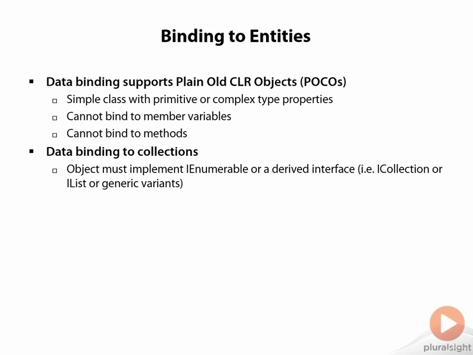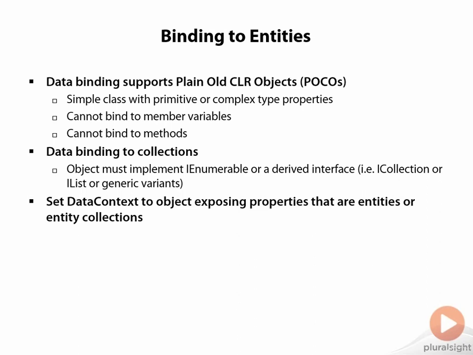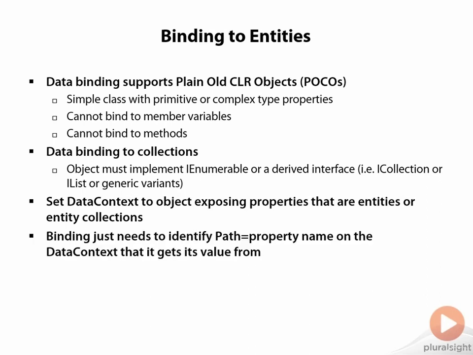So when it comes to data binding to these entities or entity collections, basically what you're going to do is set the data context to some object that exposes properties that are either entities or entity collections so that you can start binding to those. Once you've set that data context and it flows down to the elements of your view, the bindings on those elements just need to identify the path they're going to bind to. And that path is generally the property name on the data context object, or it could be a complex path because the property exposed from the top level data object may be a complex object itself. So you may need to dot your way down to something like customer.address.street to get to a discrete value to put into a property of an element.